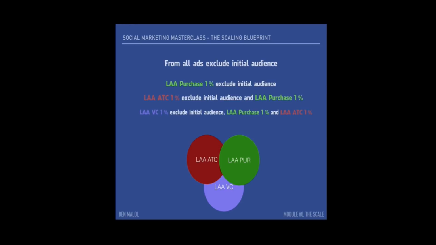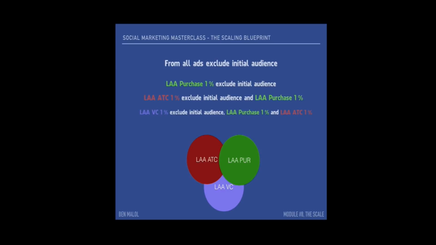This can be mixed and matched. Instead of the lookalike purchase, you can do lookalike add to cart, or instead of the add to cart, you can do lookalike view content and exclude each other. But I'm not going to complicate things for you. I'm just going to explain it very simply. So forget what I just said, just listen to what I'm saying and you'll get it right. When you're targeting the lookalike purchase, you're going to exclude the initial audience, only the initial audience.